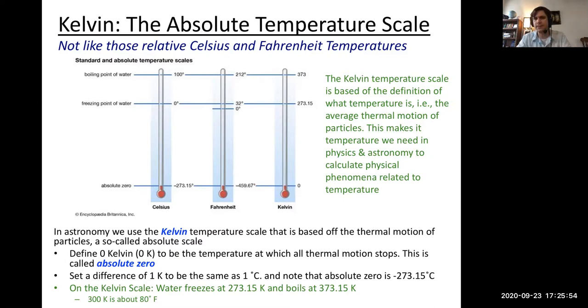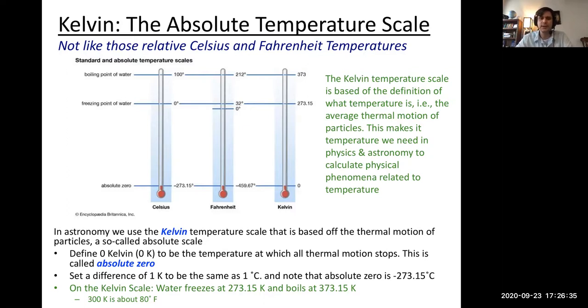So we have our 0 point based on thermal motion. And now we can just set a difference of 1 Kelvin to be the same thing as the difference of 1 degree Celsius. So we piggyback onto the Celsius system. In the Celsius system, we would see that absolute zero is minus 273.15 degrees Celsius. And that allows us to build our entire Kelvin scale. We go from 0, and then by the time we hit 273.15 Kelvin, we're at the freezing point of water, 0 degrees Celsius. And then we'd have the boiling point of water at 373.15 Kelvin.